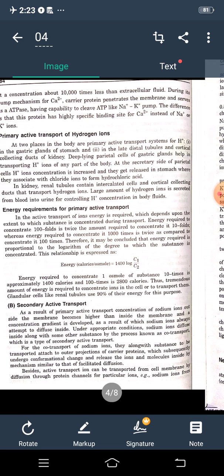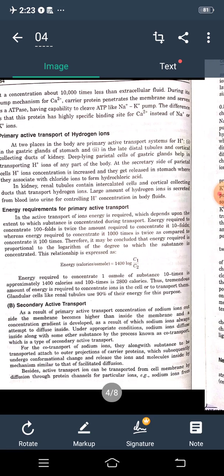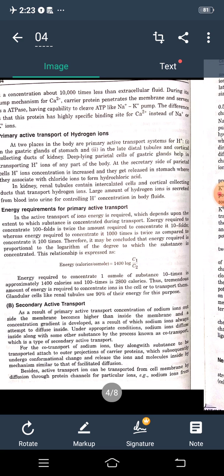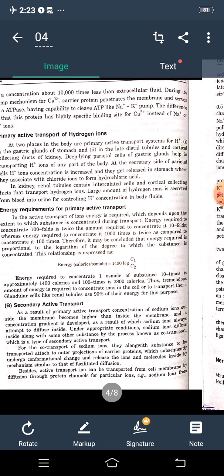Energy required to concentrate 100 folds is twice the amount required to concentrate it 10 folds, whereas energy required to concentrate it 1,000 times is twice as compared to concentrating it 100 times. Therefore, it may be concluded that the energy required is proportional to the logarithm of the degree to which the substance is concentrated. This relationship is expressed as follows.